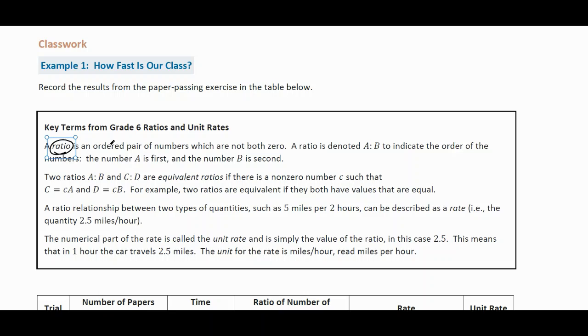The ratio is an ordered pair of numbers which are not both zero. It should be denoted as A to B. You can read it as A to B, or you can even read that as A is to B. Another one is equivalent ratios. I just want you guys to understand how this truly works so that we can use this in the upcoming lessons.